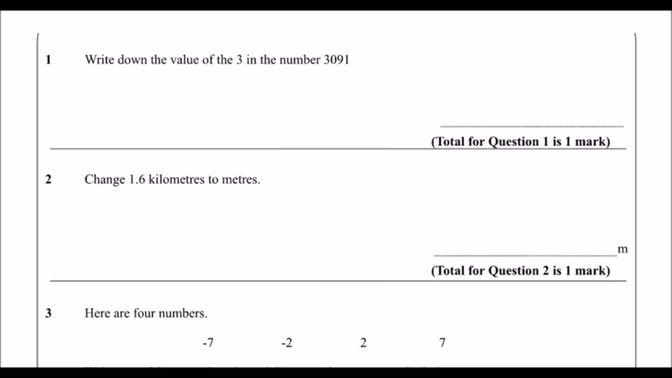We've got write down the value of the 3 in the number 3091. So the 3 is in the thousands column. It is worth 3000. So we've got the thousands, the hundreds, the tens, and the ones.